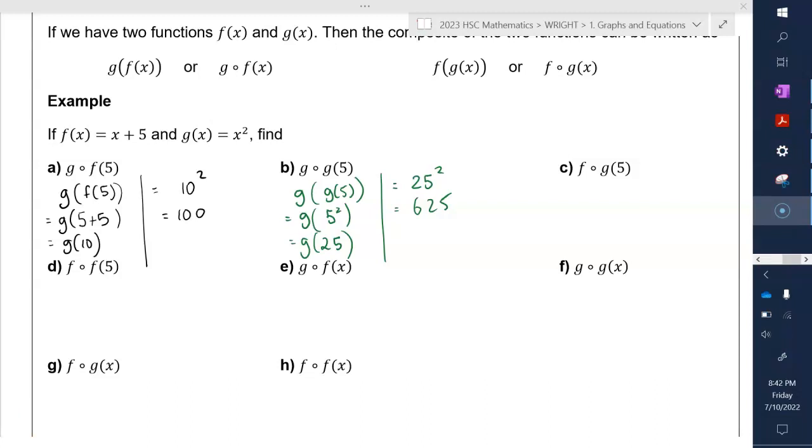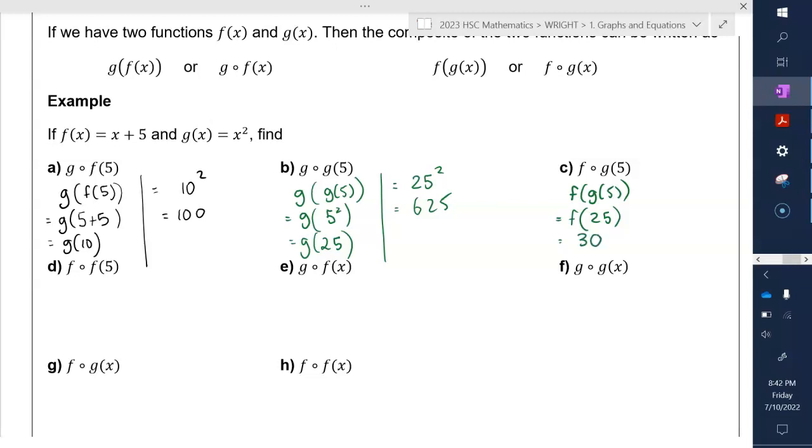Okay, so if you want to pause your video and have a go at them, that's fine. Otherwise, I'm just going to keep working through. F of g of 5 is equal to f of, well, what's g of 5? That is putting a 5 in here, which is 5 squared, so it's f of 25. So I've kind of skipped a step in there. Now, f of 25 is where there was an x, we've put a 25, so it's 25 plus 5, which is 30.